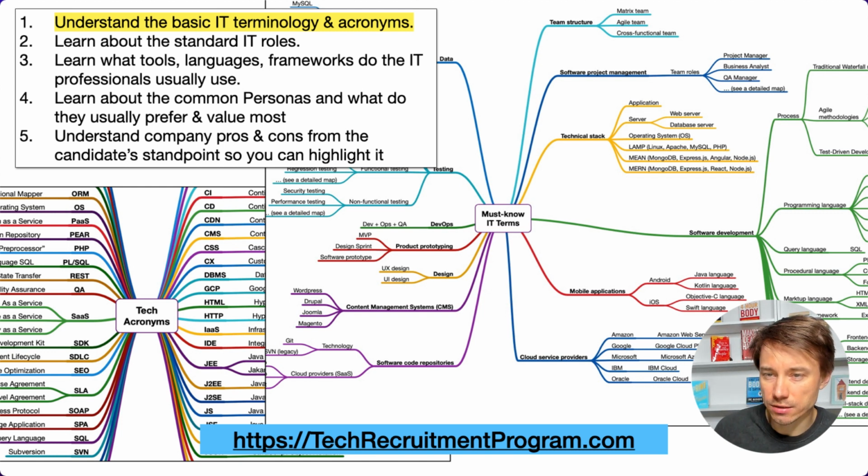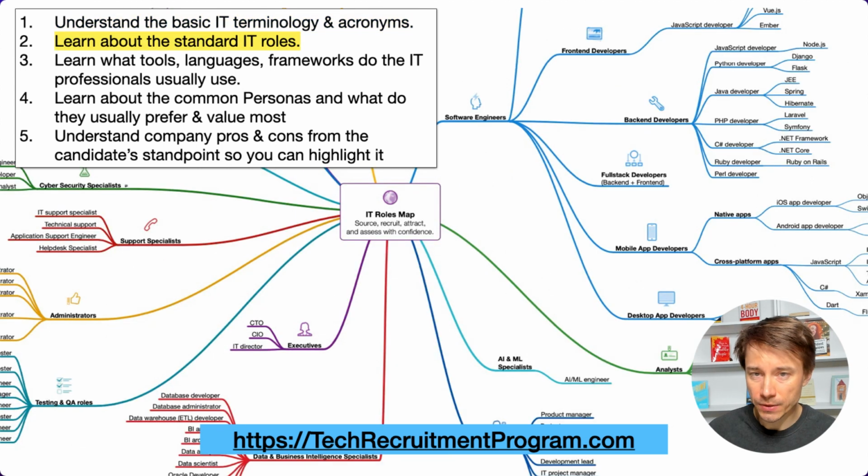First, you will understand the basic IT terminology and IT acronyms. These keep repeating all the time. If you open up 100, 200 profiles, you will see that a lot of these acronyms, abbreviations, technical terms start repeating. Number two, you will learn about the standard IT roles. Sometimes it's really confusing because there are so many different roles: Java developer, backend developer, software engineer. But I'll walk you through these categories so that you start noticing patterns and you will be able to categorize these roles and also to understand what is specific for each of them.